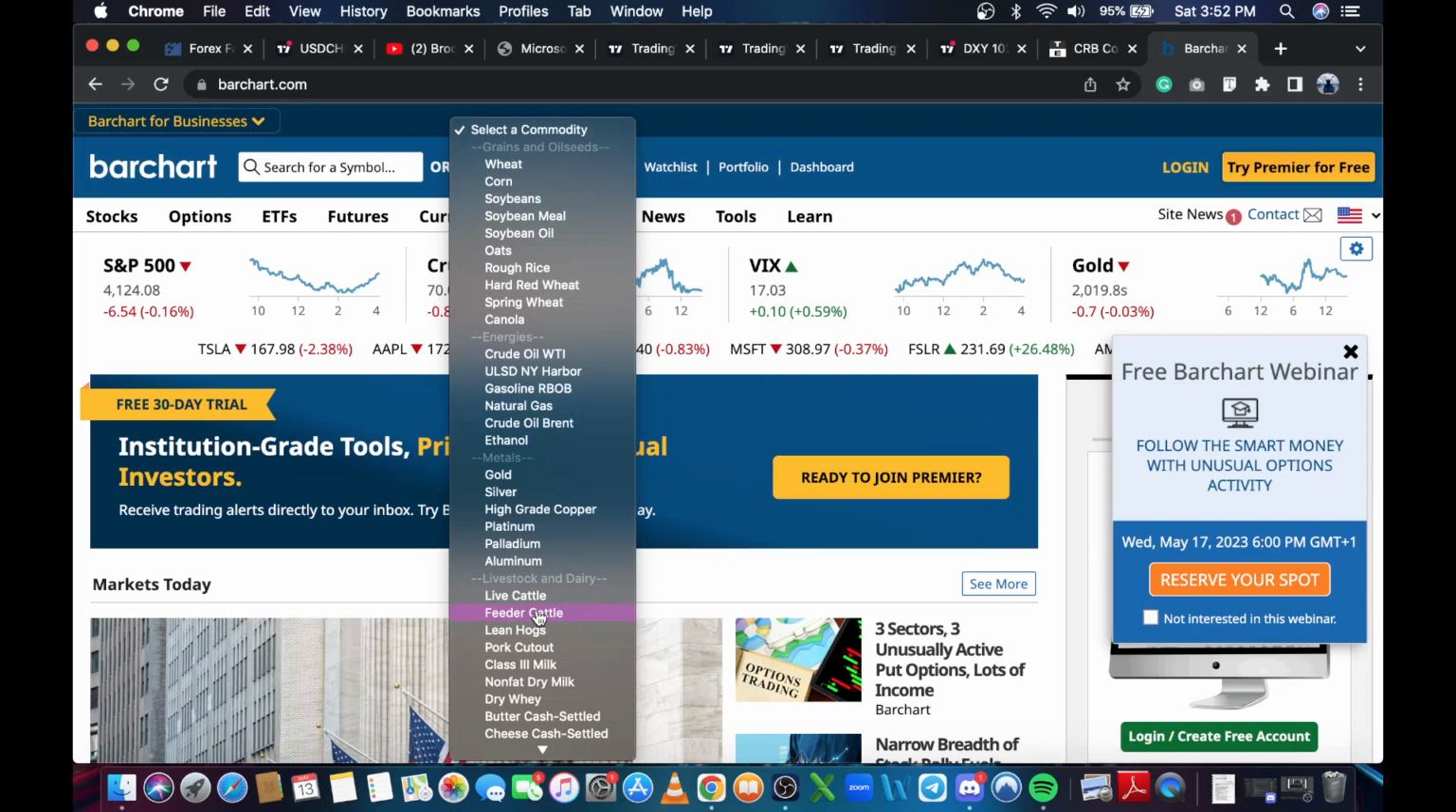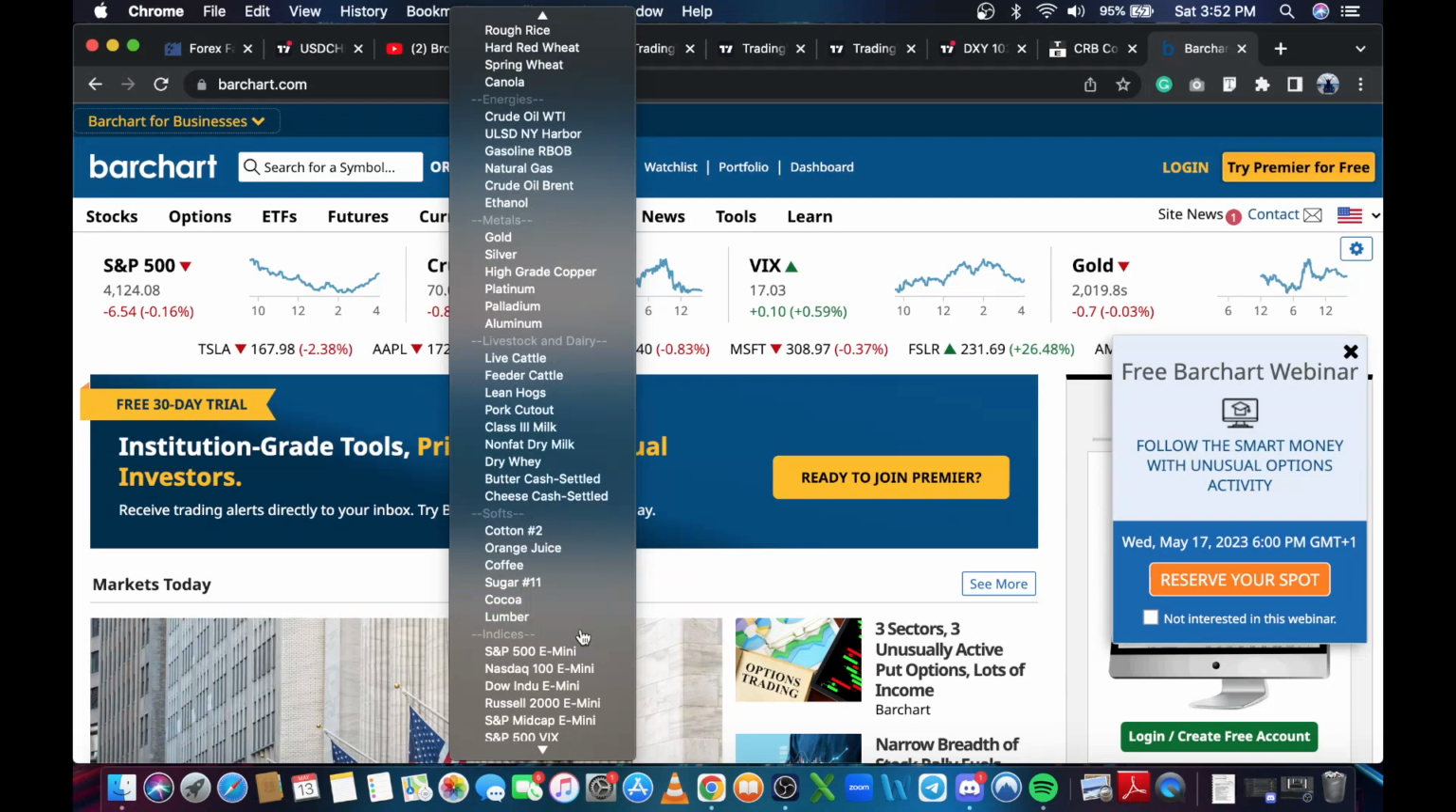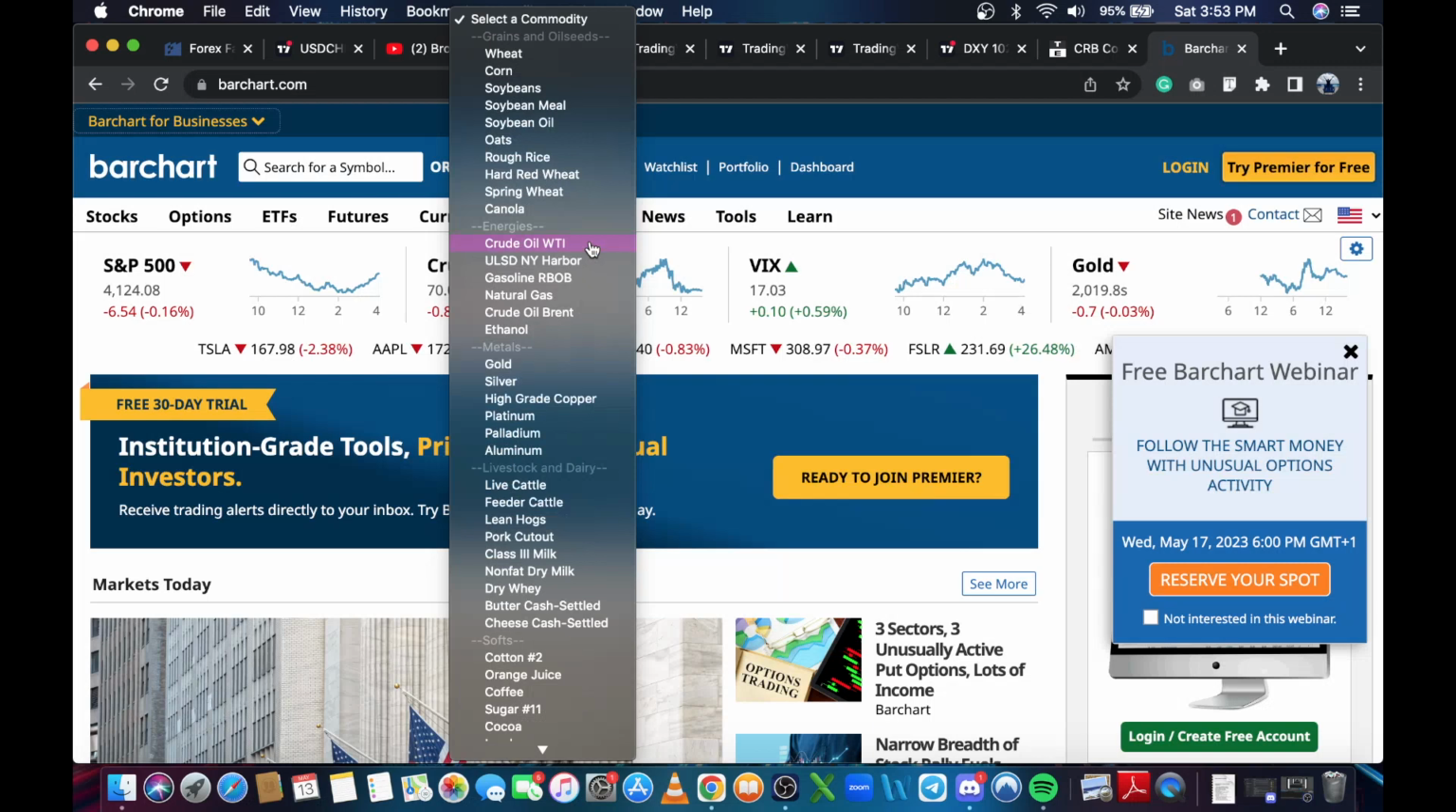We have live cattle, feeder cattle, pork, dry weight. These are things that are also commercially traded, and they still fall under commodities. And then we have softs like cotton, oranges, coffee, sugar, cocoa, lumber. They all fall under commodities. So under commodities, we have different asset groups like softs, livestock and dairy, metals, energies, and grains and oilseeds, and they are all commodities.